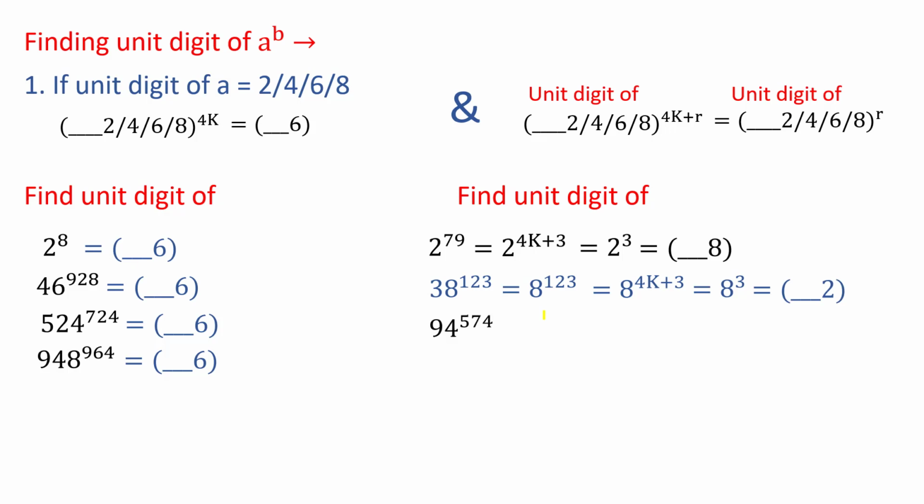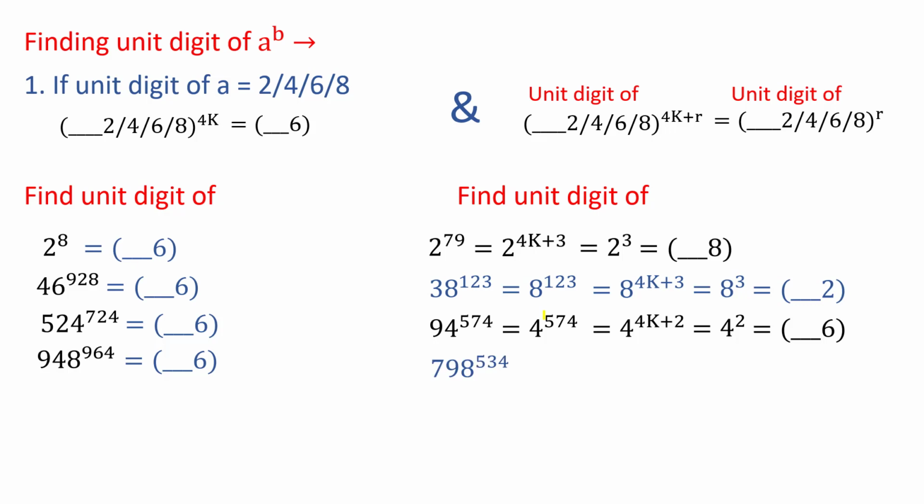Let's have a look at one more example. 94 to the power 574. The unit digit of 94 to the power 574 is the same as the unit digit of 4 to the power 574. So divide the power by 4. The remainder is how much? 2. So we can express the power as a multiple of 4 plus 2, that is 4k plus 2. So the unit digit of 4 to the power 4k plus 2 is the same as the unit digit of 4 to the power 2, that is equal to how much? 6.